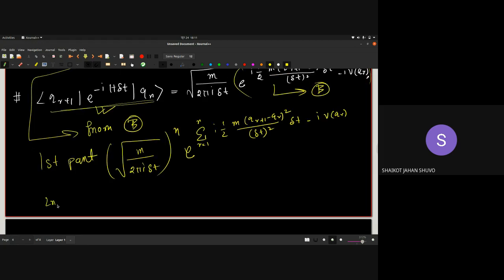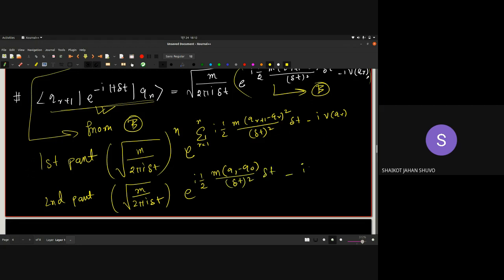And the second part will similarly yield the same result, but this time r is 0 and the r plus 1 would yield a q1. So this is just one term, m over 2 pi i delta t e to the power i 1/2 m, q of 1 minus q of 0 over delta t, squared, delta t, minus i v of q of 0. Is this okay with everybody?